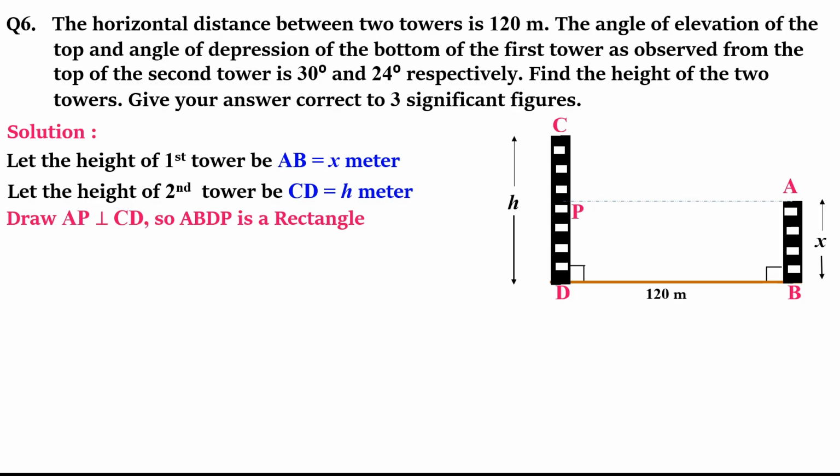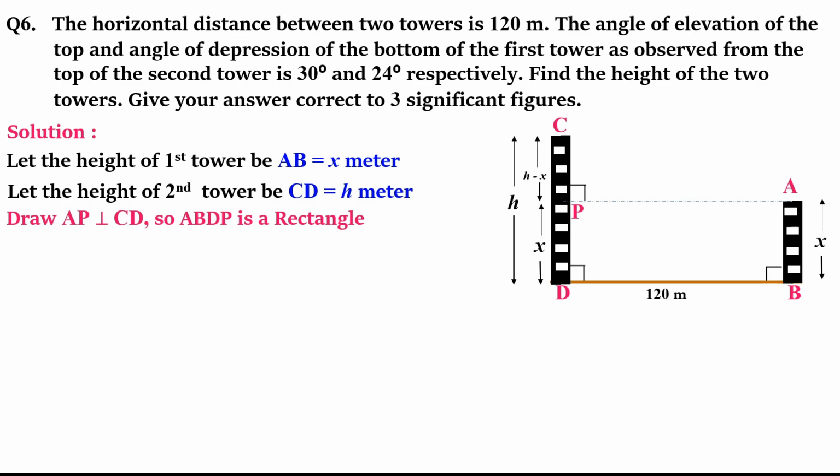So in this quadrilateral ABDP, three angles are 90 degrees. So the fourth automatically becomes 90 degrees due to the angle sum property. So ABDP is a rectangle, in which opposite sides will be equal. So let's quickly mark AB equal to PD, both are x. If PD is x, what about CP? CP will be h minus x, because the complete length of the second tower we have taken as h.